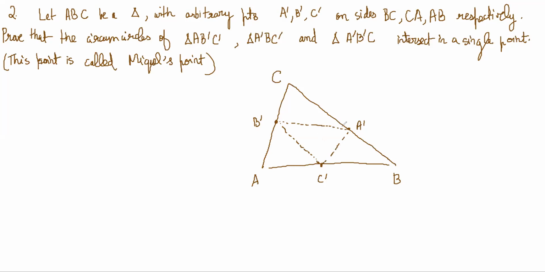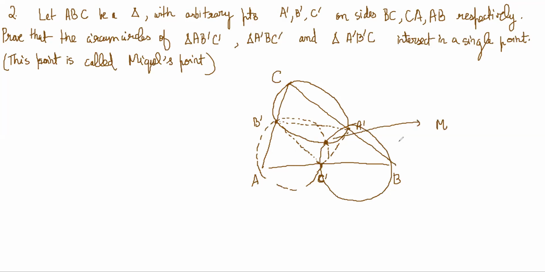So these three circumcircles. There will be a circumcircle like this passing through this, there will be a circumcircle like this passing through this, and there will be a circumcircle like this, which is also supposed to pass through one point. So there is one point through which all the three circles pass. That is what you have to prove. This point is called the Miquel point, M. Basically, the job is to prove that the circumcircles of these three triangles intersect in a single point.